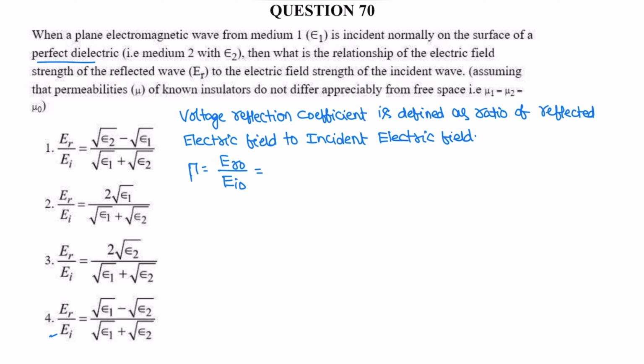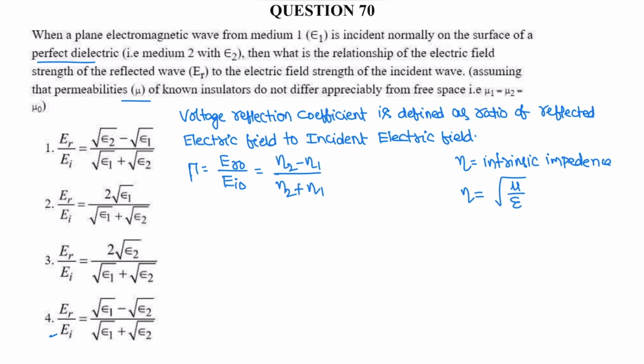That is eta 2 minus eta 1 by eta 2 plus eta 1, where eta is the intrinsic impedance of the medium. So eta 1 is the intrinsic impedance of medium 1 and eta 2 is the intrinsic impedance of medium 2. The intrinsic impedance is given by the square root of mu by epsilon. In the question they have given that the permeability of both mediums is the same, so mu 1 is equal to mu 2.